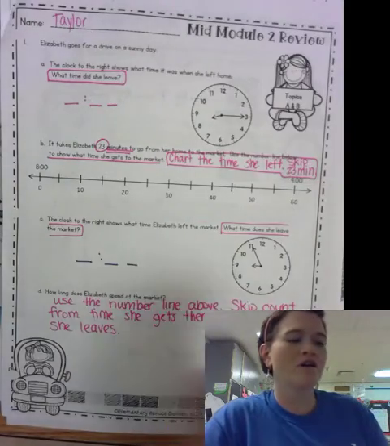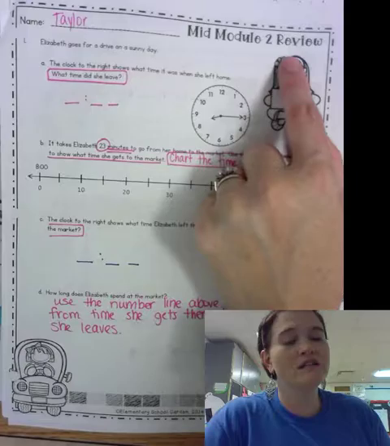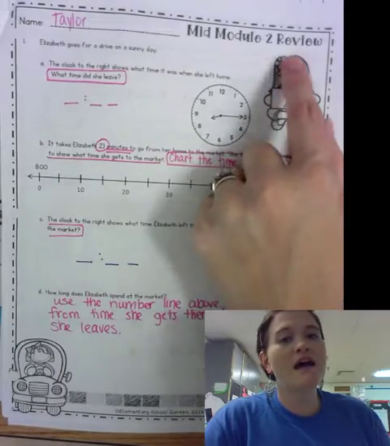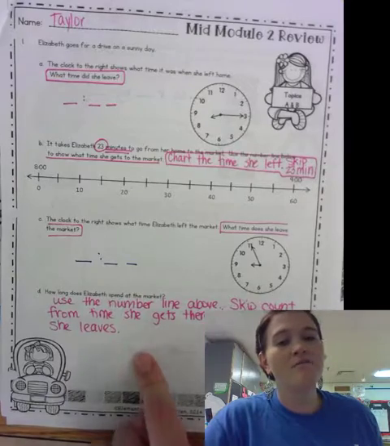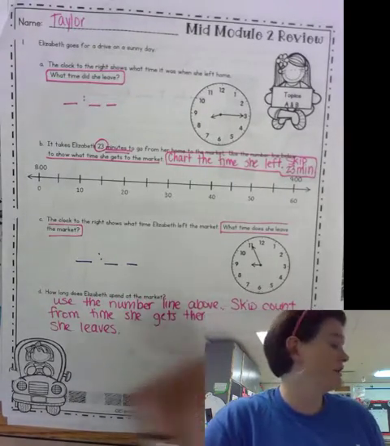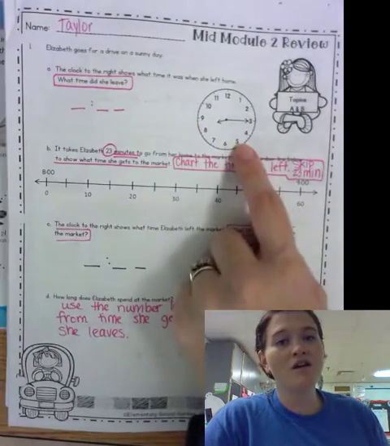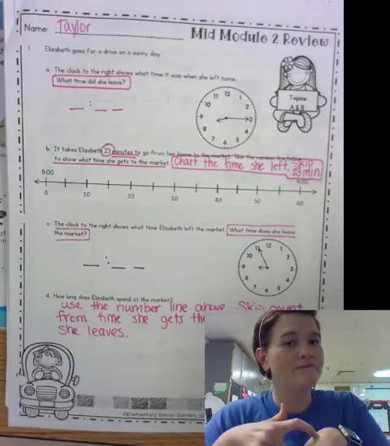To show you what our mid-module review is looking like. This is coming home as homework tonight, and I have tried to modify it quite a bit in different places, and that way you can complete it tonight. Tomorrow we'll also go over it, but just so you can work on it tonight. The first one is telling time on this clock. I've already drawn the line so that the students will understand what time it is.